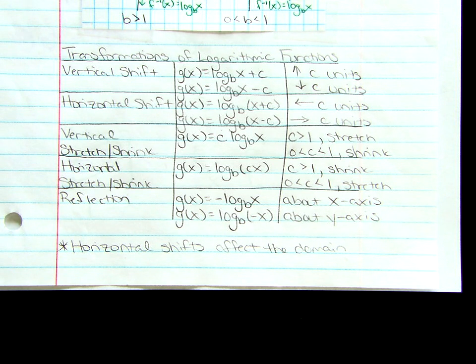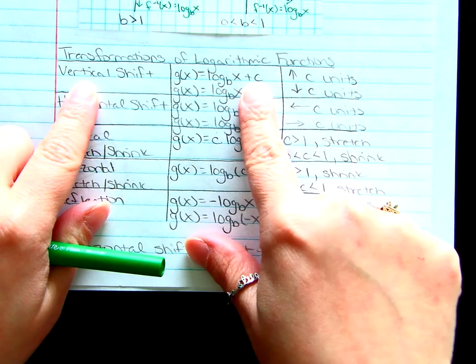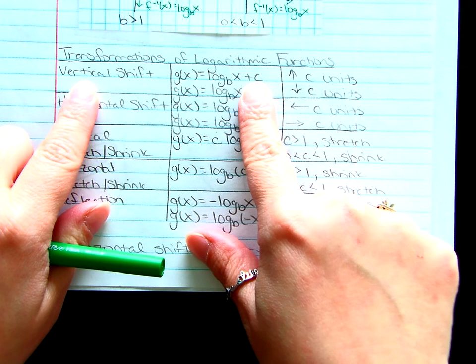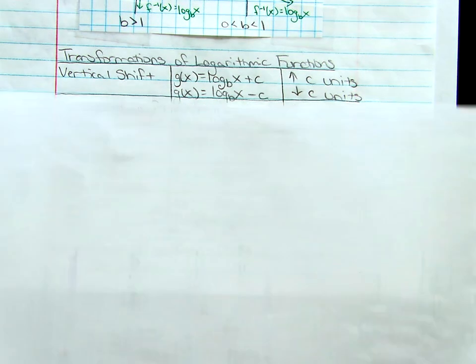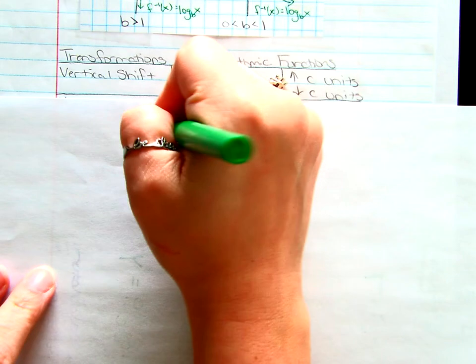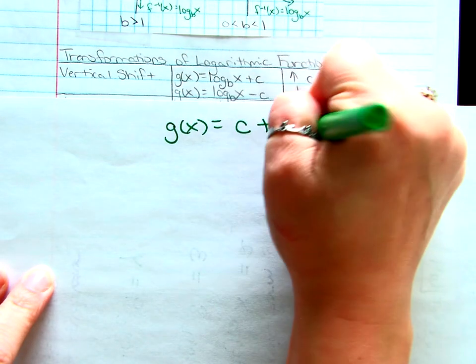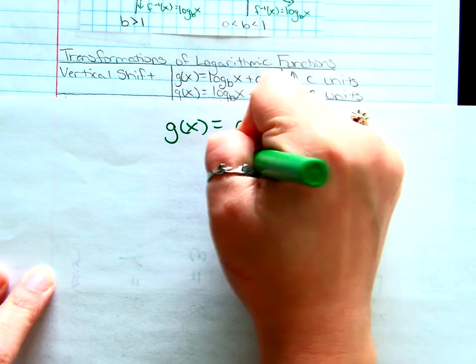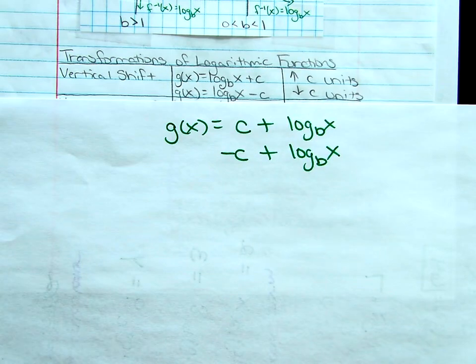Just like with every other transformation that we've done, if it affects your vertical, it's going to be stuck on here at the end. Some books will write that in the front, just so you know. Some books will write this as g of x equals c plus log base b of x, or negative c plus log base b of x.